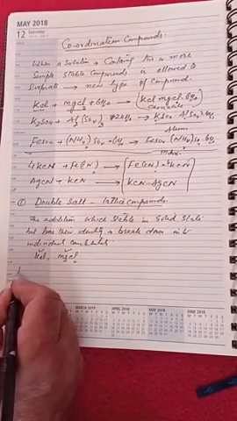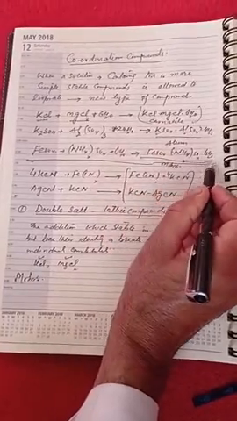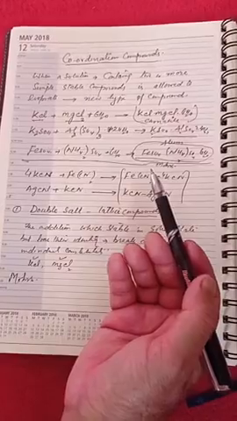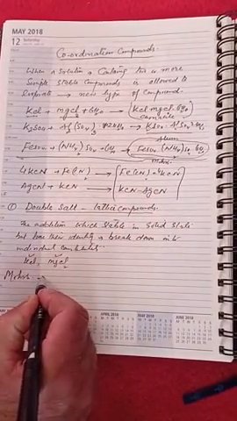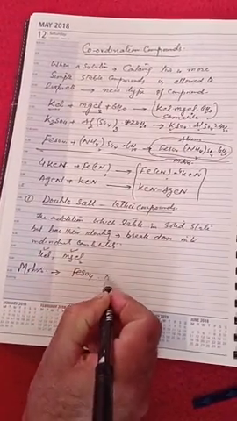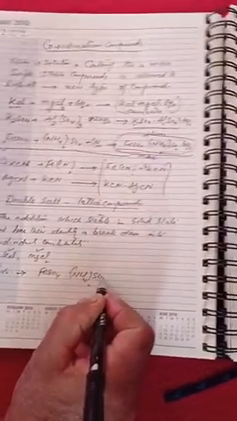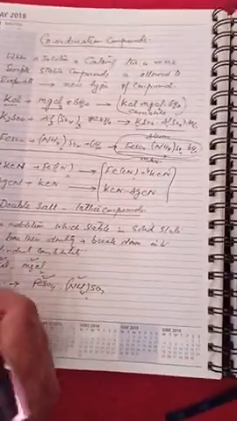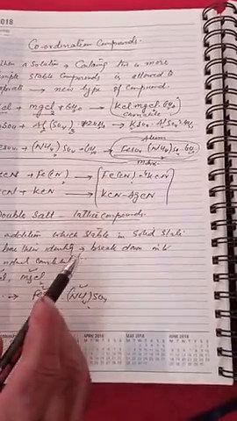Similarly, take Mohr's salt. In the solid state it looks like a single salt, but when we dissolve it in water, it breaks down into its individual constituents, FeSO4 and (NH4)2SO4. When we test the salt, it gives the iron test and the ammonium test. So this compound is a double salt, also called a lattice compound.